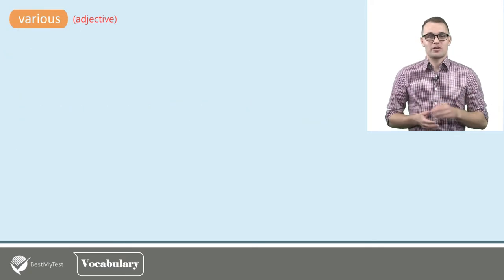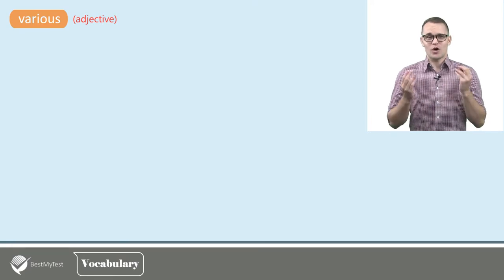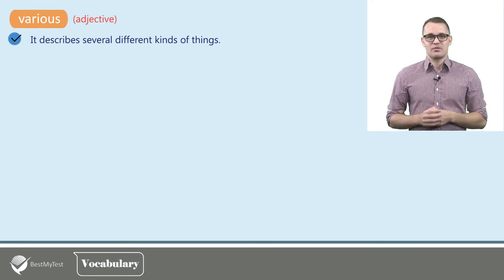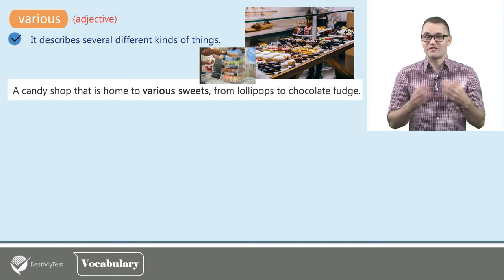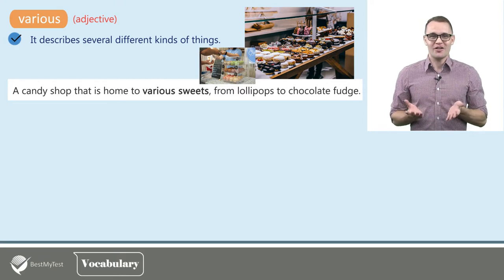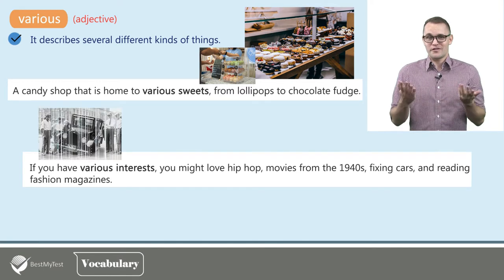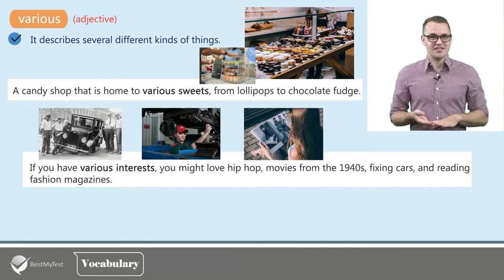Moving on to the next word, various. Various is also an adjective that describes several different kinds of things. Like a candy shop that is home to various sweets, from lollipops to chocolate fudge. Or, if you have various interests, you might love hip-hop, movies from the 40s, fixing cars, and reading fashion magazines.